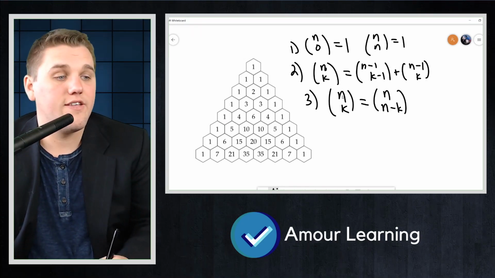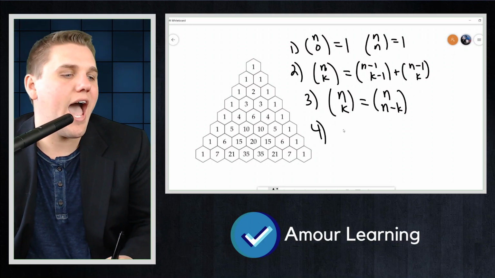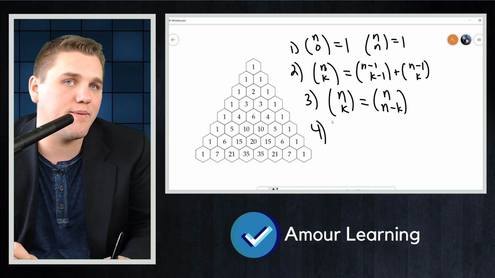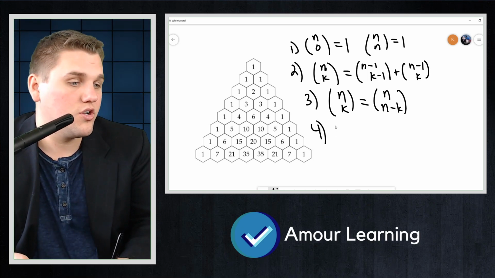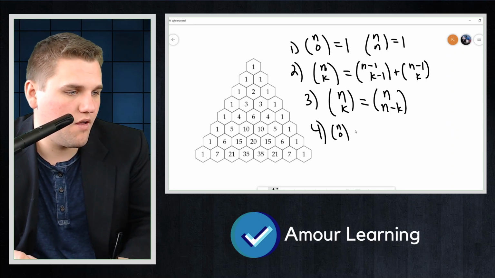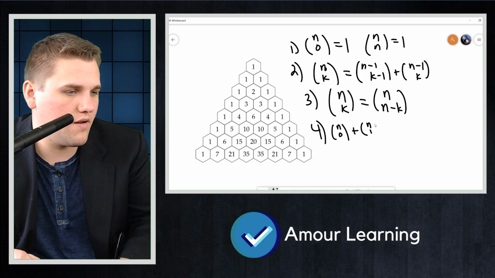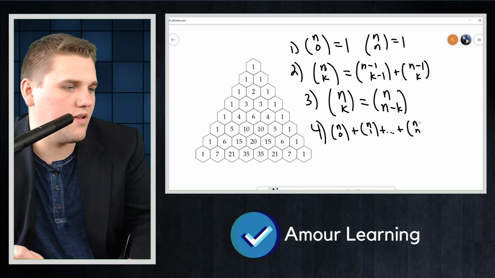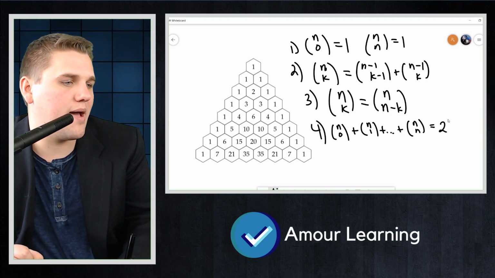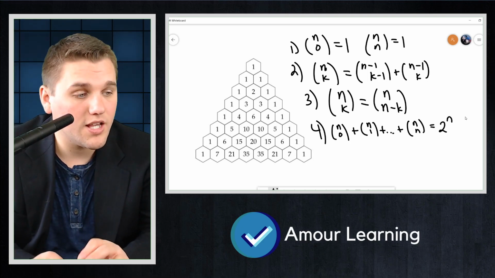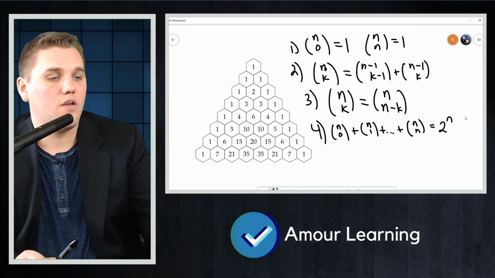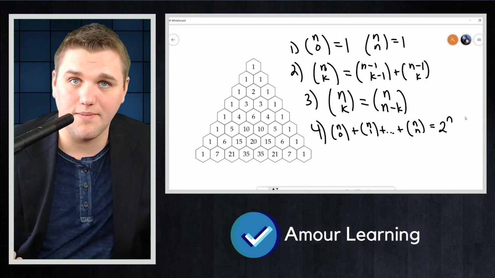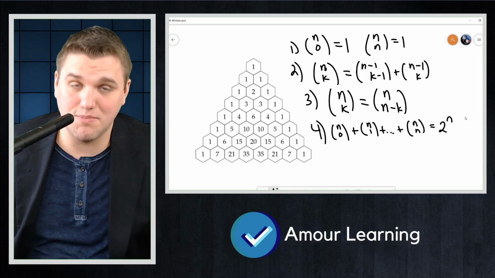And then the fourth observation that we made is that if we add up all of the entries in any given row, it should add up to a power of 2. So n choose 0 plus n choose 1 all the way up to n choose n is going to add up to 2 to the nth power. Specifically 2 to the nth power. All right, so these are the 4 observations. Each of these is an example of a binomial identity. An identity involving binomial coefficients, meaning.